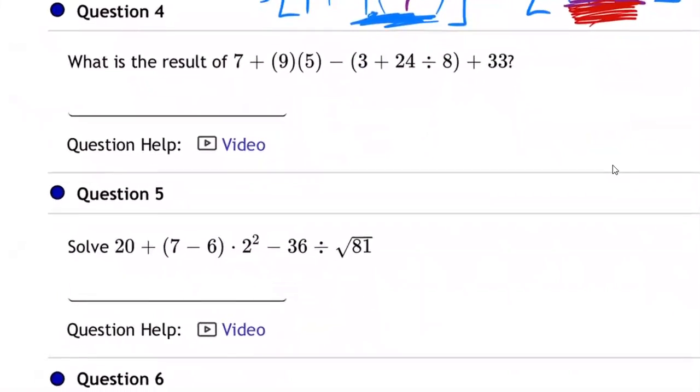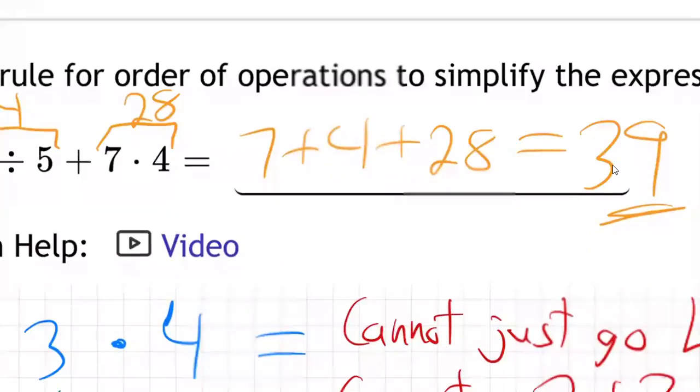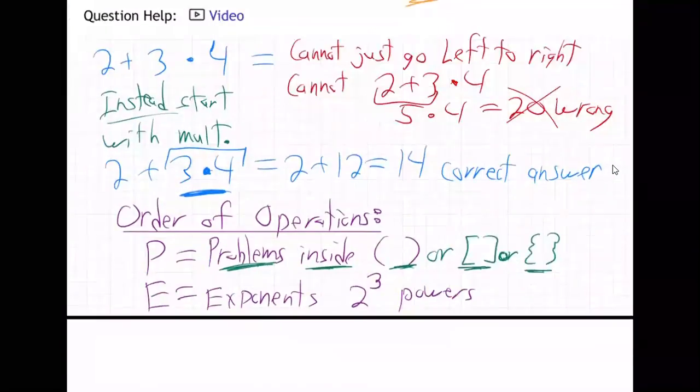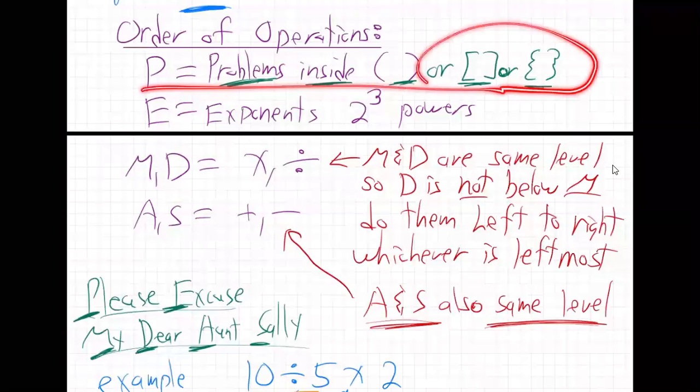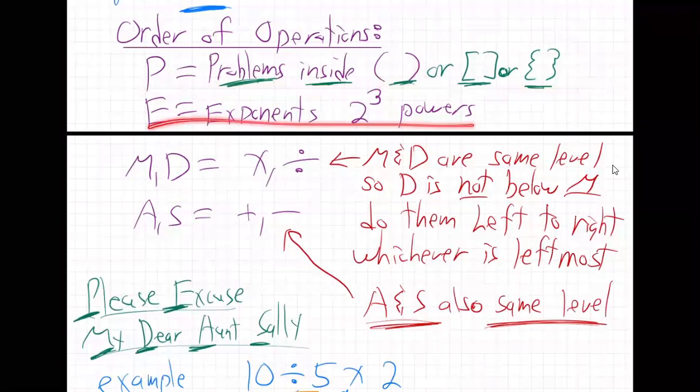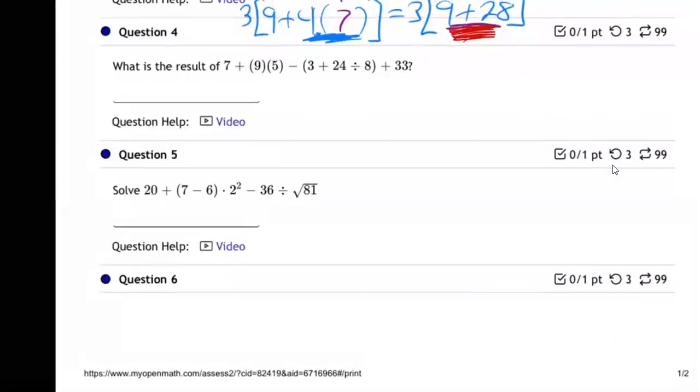So number 4 here. So we want to work out this problem. And again, the order of operations, we don't just go left to right. There's an order of operations. Some operations are more important than the others. PEMDAS. So parentheses, problems inside parentheses, brackets or curly brackets first, then exponents, powers, multiplying, dividing, adding, subtracting in that order. Okay, so not just left to right.